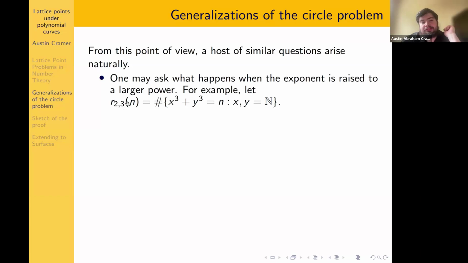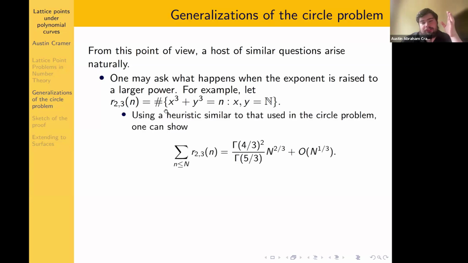And so when we average this function in R23, counting the number of ways of writing n as two cubes, you can do a similar heuristic and get that it should be a main term on the order of n to the 2/3. This would correspond to the area of that region bound in the first quadrant. Plus, your error term should be on about the order of n to the 1/3 is what you'd expect.